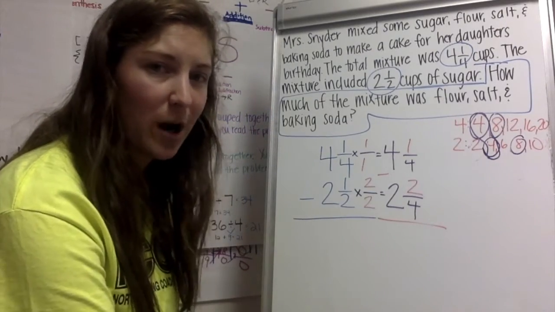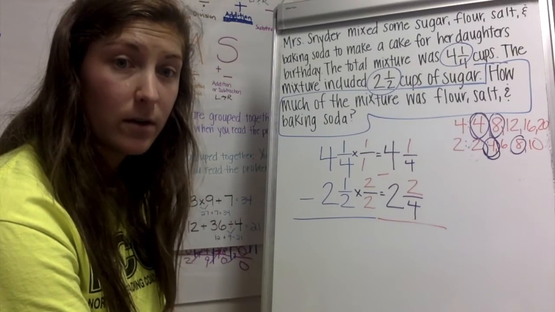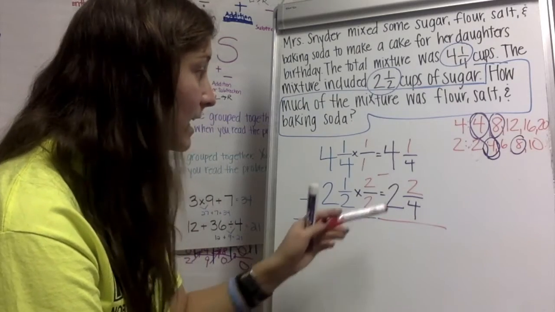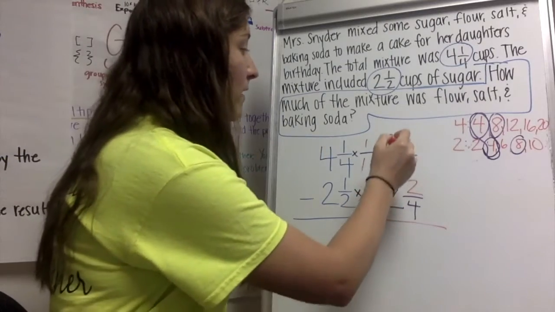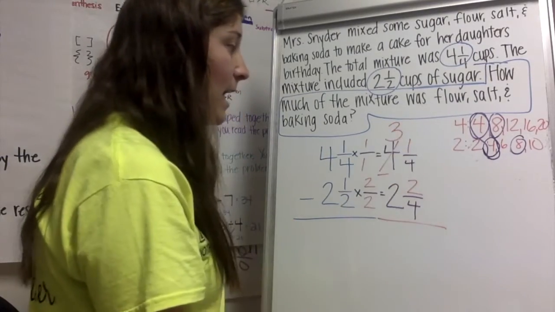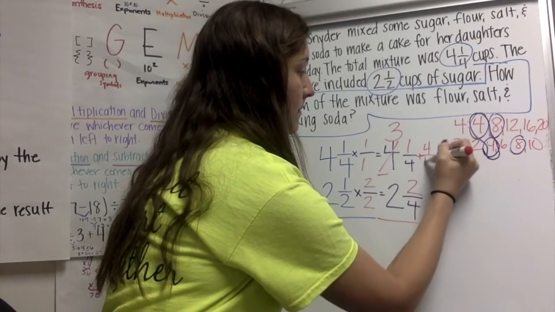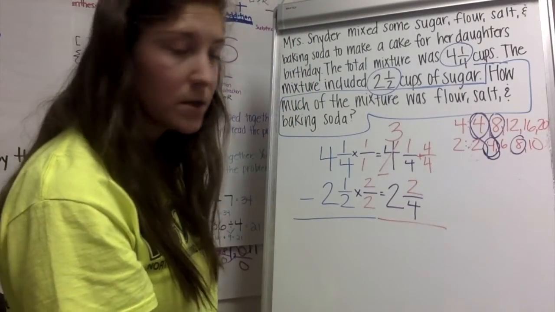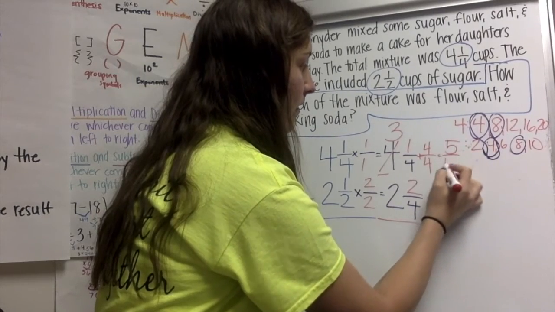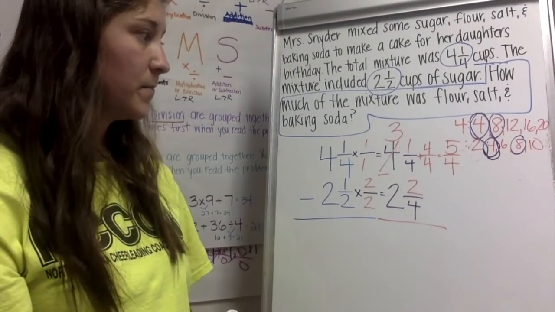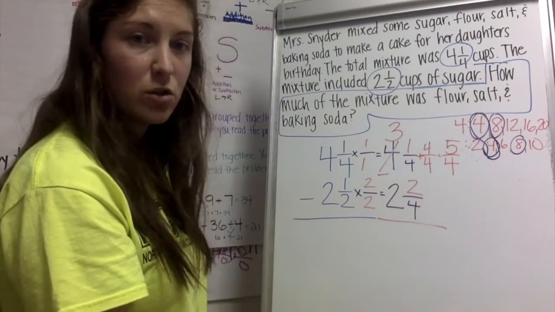But I notice another problem. 1/4 minus 2/4. Can I do that? No, I can't. I can't take 2/4 away from 1/4. So I have to regroup. So my 4 becomes a 3. And then I have to add something back over here. I have to add back my 4/4. So that gives me 5/4. Okay? So now I have to subtract 5/4 minus 2/4.